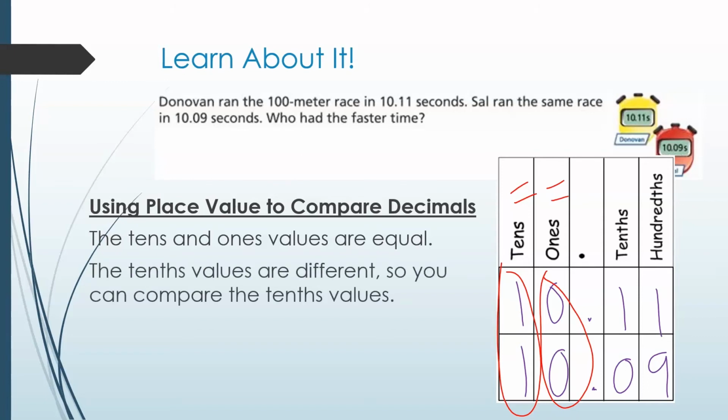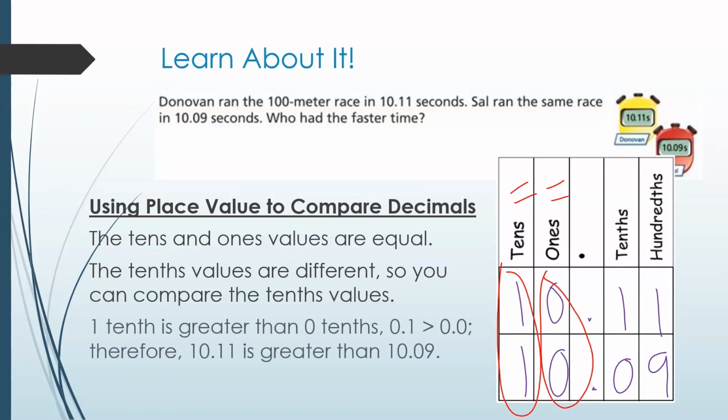So the next place value, the tenths place, is different. So we can compare the tenths values. We have 1/10 and 0/10. 1/10 is greater than 0/10. So therefore, 10 and 11/100 is greater than 10 and 9/100.